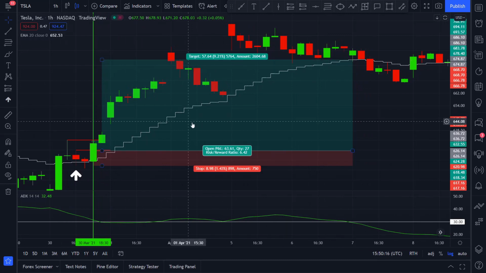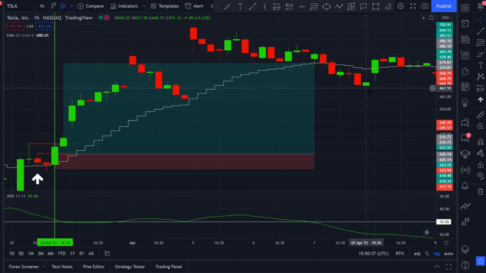And in this case, this was a really good trade, because we're not only getting around the 1-to-1 or 1-to-2 risk-reward ratio, we are working with the 1 to 6.42. Now let's see a short example.